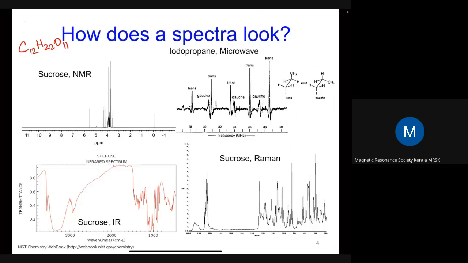So basically it's C6H12O6. Two molecules of it, and you subtract a water from it, then you have sucrose that's being present. Sucrose is a small molecule, as you are able to understand. The molecular weight will be less than 500 Dalton, meaning that it's a small molecule.